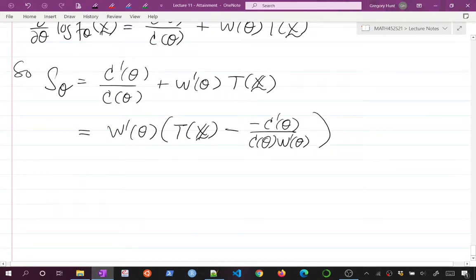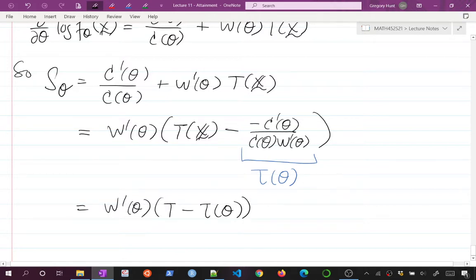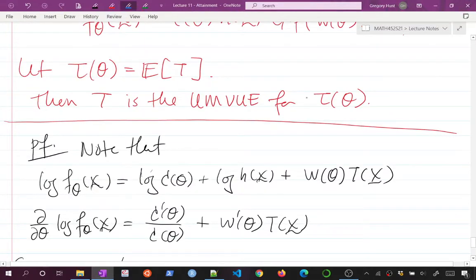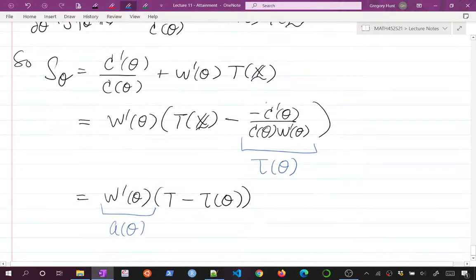And so if I were to call this tau of theta, what I would get is that w prime of theta times T minus tau of theta. My score is proportional, all right? You can call that w prime of theta, you can call it a of theta. It's proportional to my statistic minus what I'm trying to estimate. And so that would show that T is the UMVUE for tau of theta. Now, I may have done a sleight of hand here, maybe someone will call me on it, where I call this thing tau of theta. Now, I could just name this kind of mess of c's and primes and negatives and thetas and w's and primes.